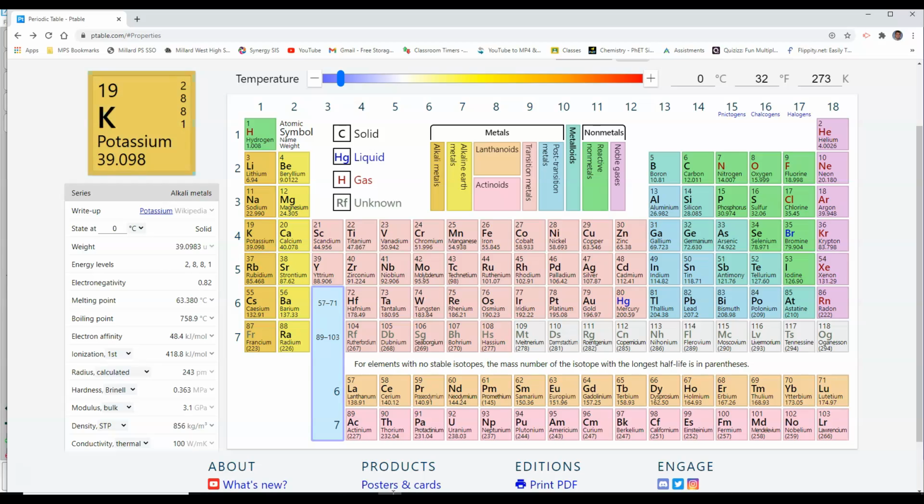So there are 18 groups, 1 through 18, labeled right here. And then there are 7 periods, so 1 through 7 going down the side here. Notice these 2 rows at the bottom are inserted here, so they're parts of the 6th and the 7th period.